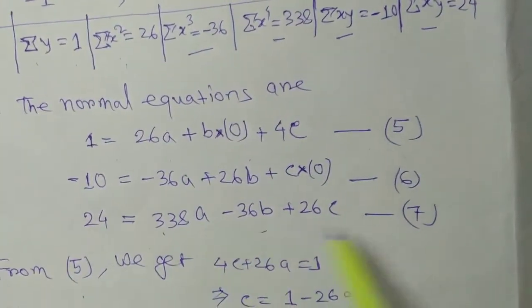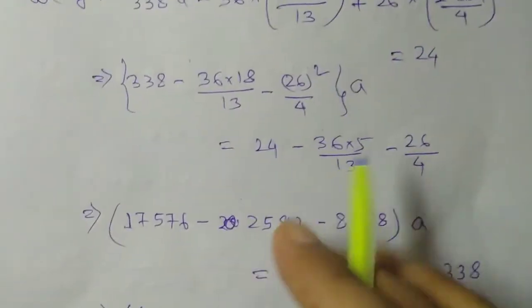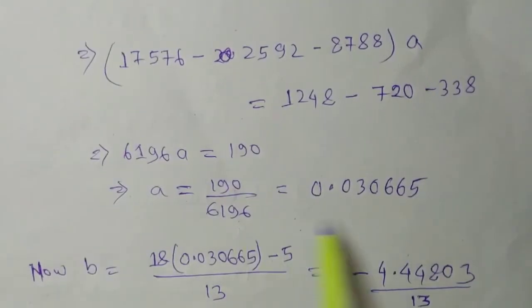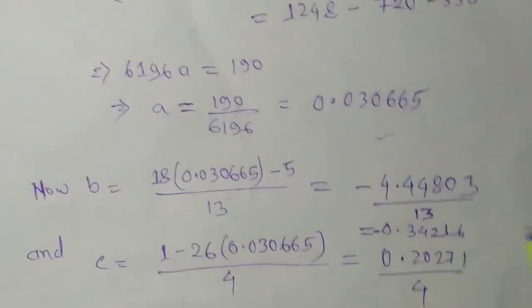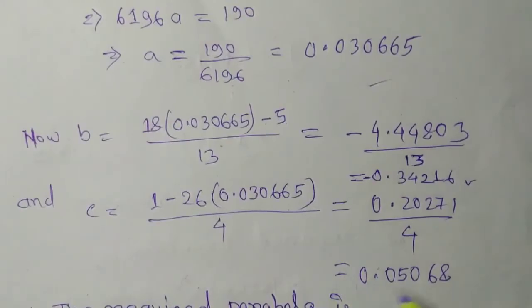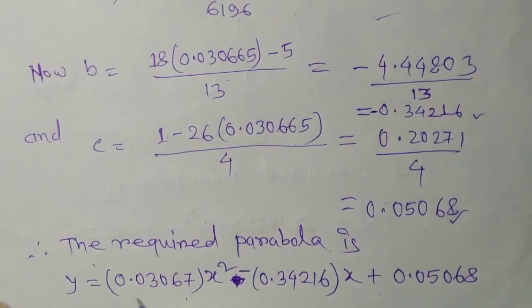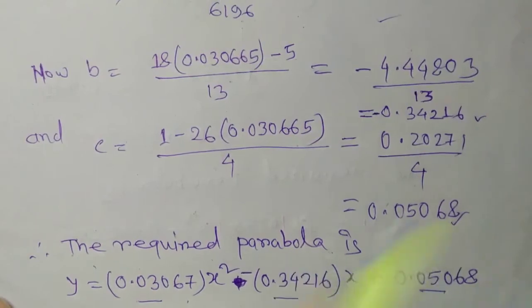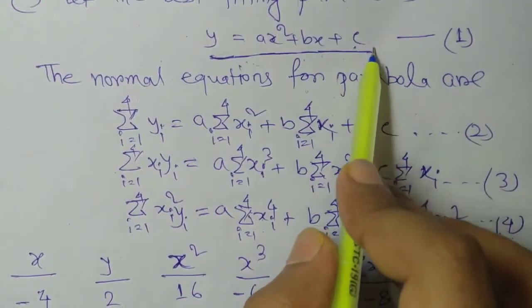Putting the values of a and b from here we obtain this, and by calculation we obtain a is equal to this, and putting the value of a we obtain b is equal to this, and c is equal to this. Therefore the required parabola is ax square plus bx plus c, where this is the value of a, this is the value of b, and this is the value of c. In this way we find the best fitting parabola of the form ax square plus bx plus c for the given data.